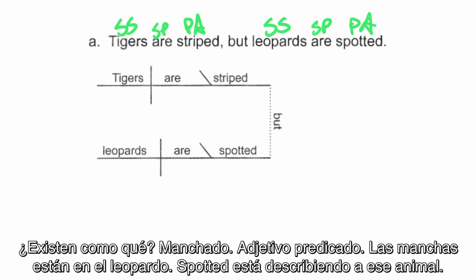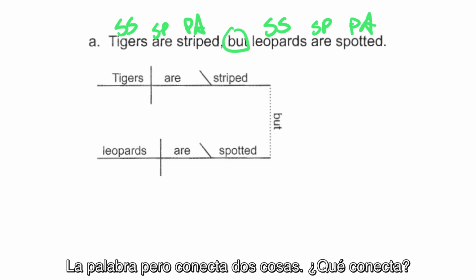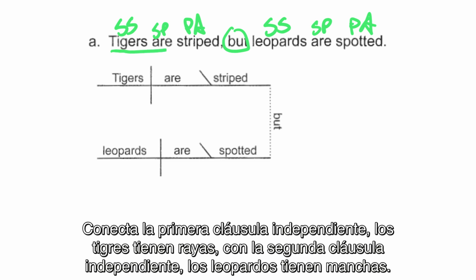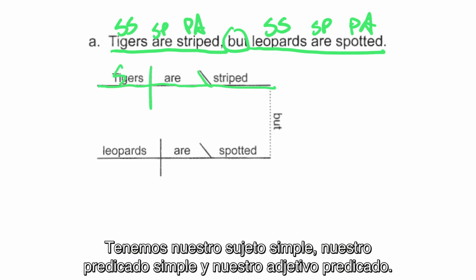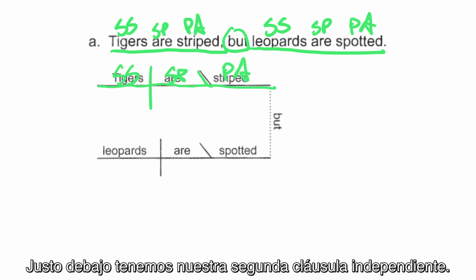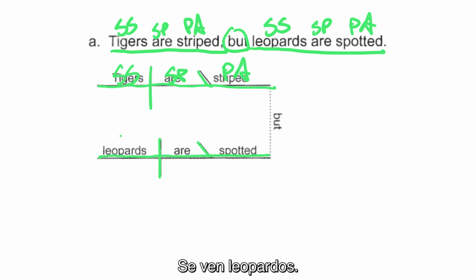The spots are on the leopard. Spotted is describing that animal. The word but connects two things. What does it connect? It connects the first independent clause, tigers are striped, with the second independent clause, leopards are spotted. So down below, they have the first independent clause diagrammed correctly. We have our simple subject, our simple predicate, and our predicate adjective. Right down beneath, we have our second independent clause. Leopards are spotted.